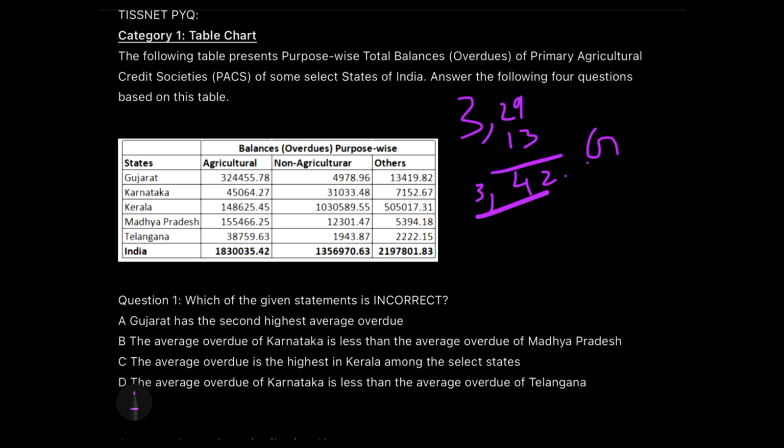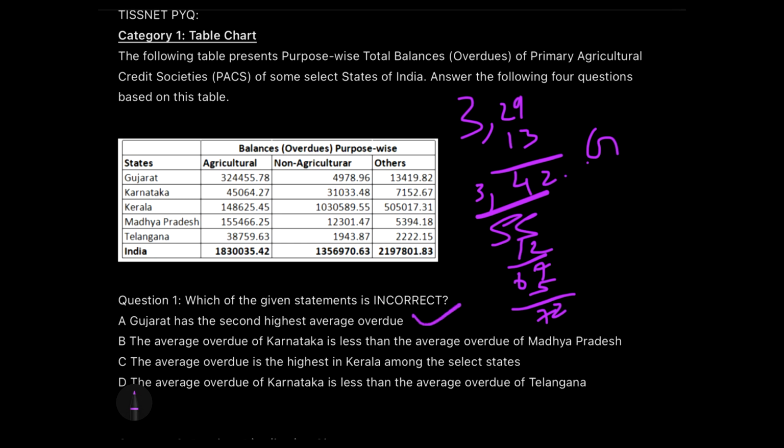But the only other thing which is visible on my screen is Madhya Pradesh, but again it will be less because it's 1,55,000. 55,000 added to 12. See this, 55 to 12 is 67, and 67 plus 5 will give us 72. So 1,72,000 is surely less than Gujarat. So that means highest is Kerala and the second highest is Gujarat. That means this statement is correct.